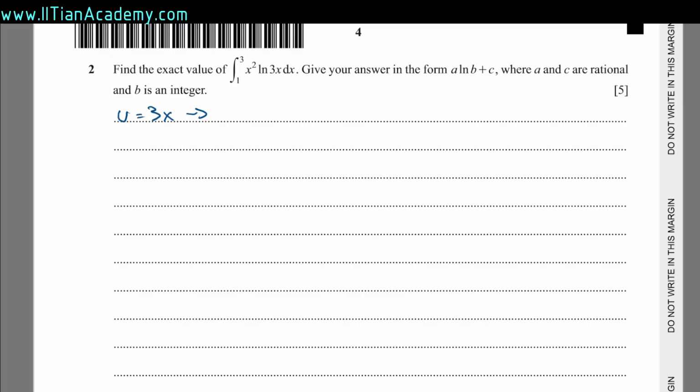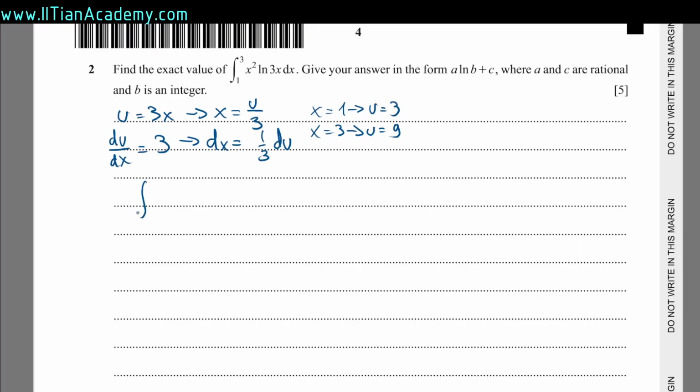Of course, we could just do it as it is already. There's no issue with that, but still, I feel like it will be a bit easier. So as usual, we just find these derivatives. From this, we see that dx is equal to 1 over 3 du. And so I can also change the limits. When x is equal to 1, u is equal to 3. When x is equal to 3, u is equal to 9.